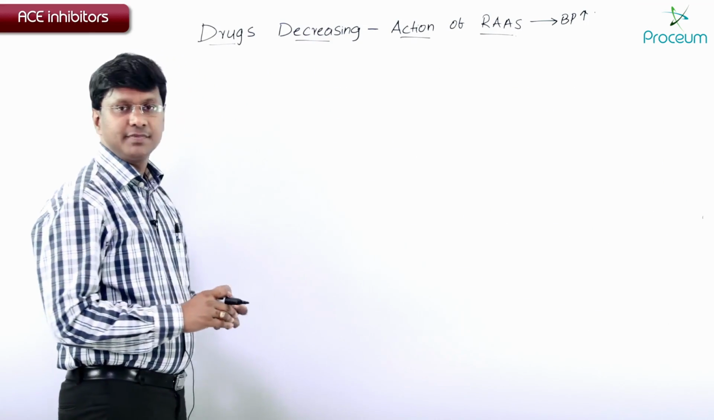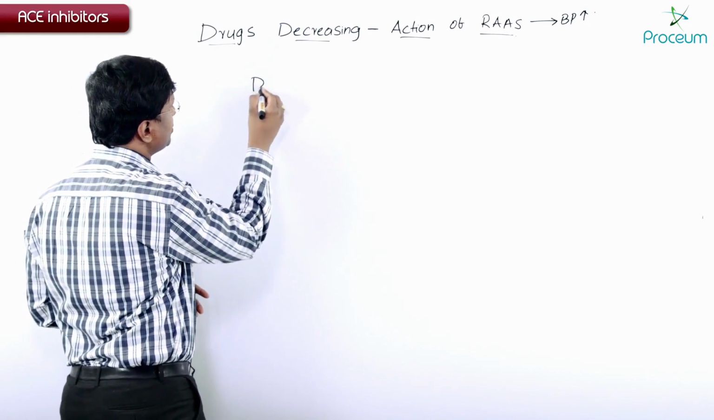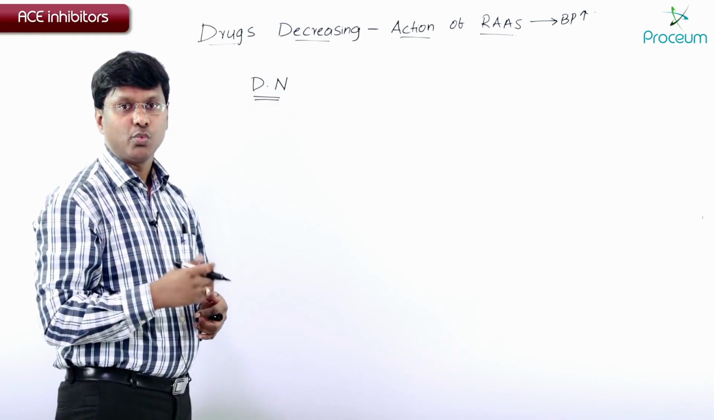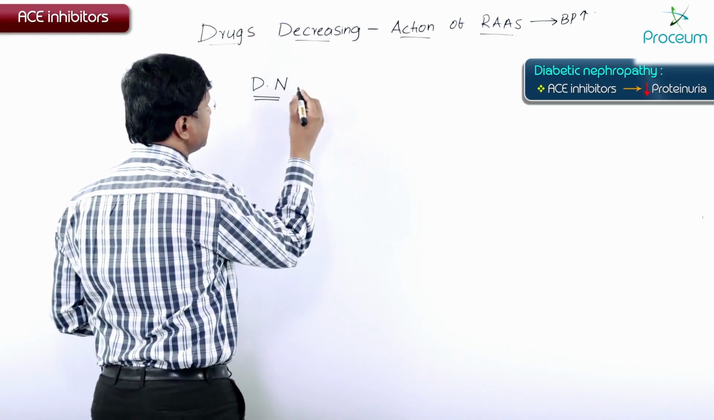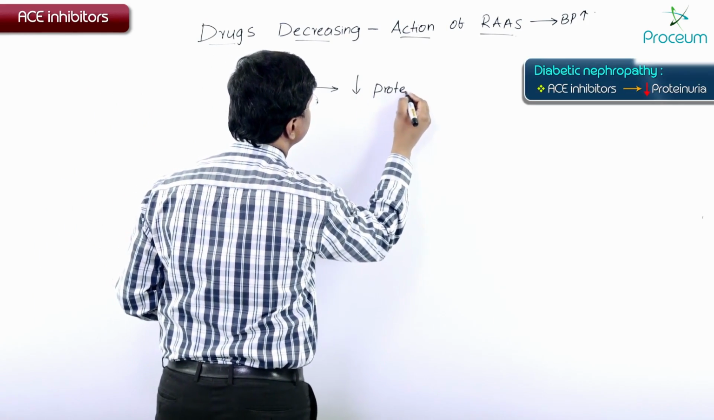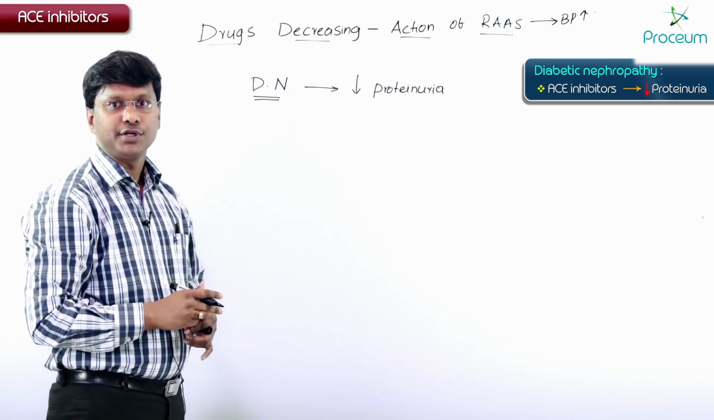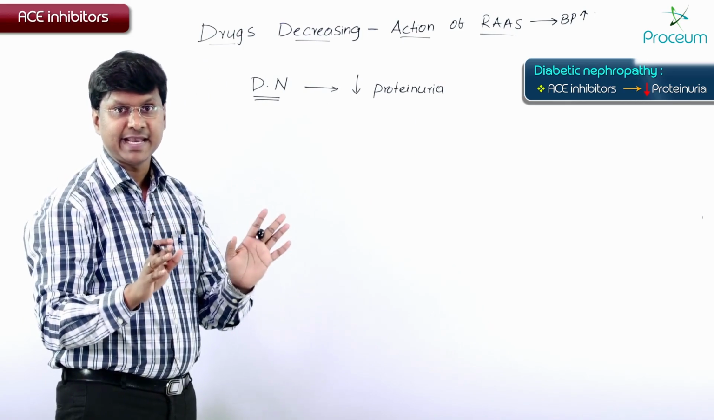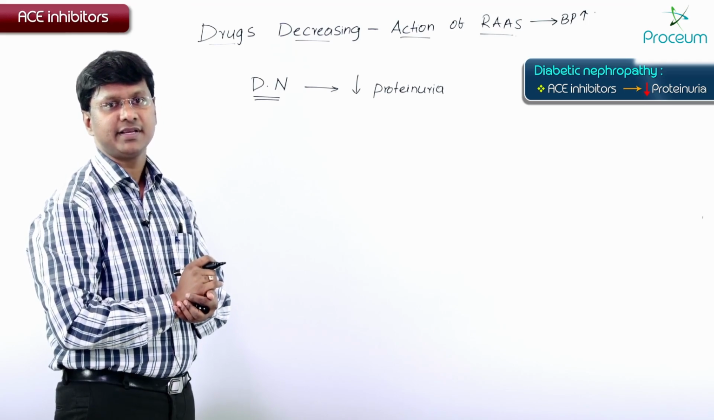Now you see here, in the uses of these particular ACE inhibitors, I have said that it is used in the treatment of diabetic nephropathy. Now, what is the purpose? Why do we have to use them in patients with diabetic nephropathy? These ACE inhibitors will reduce proteinuria in these patients with diabetic nephropathy. Now let me tell you the mechanism of how they reduce the proteinuria in patients with diabetic nephropathy.